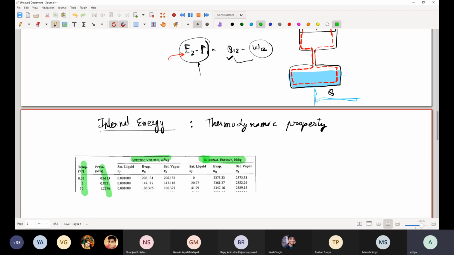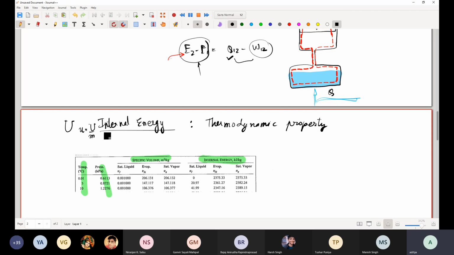What are the other properties that you have seen in the table? Some other properties that you might have come across? So enthalpy. Enthalpy and entropy. Enthalpy and entropy, as we will see in the later chapters, are also thermodynamic properties. Okay, so we denote internal energy by the symbol U. Total internal energy will be U. Specific internal energy will be small u, which is the capital U over the mass of the system.